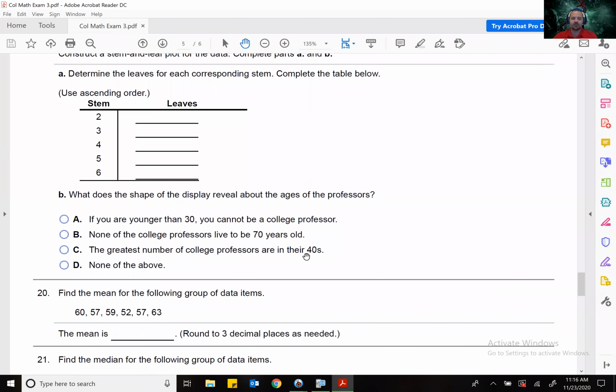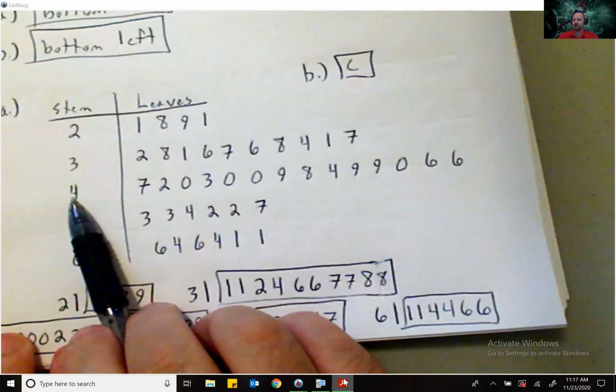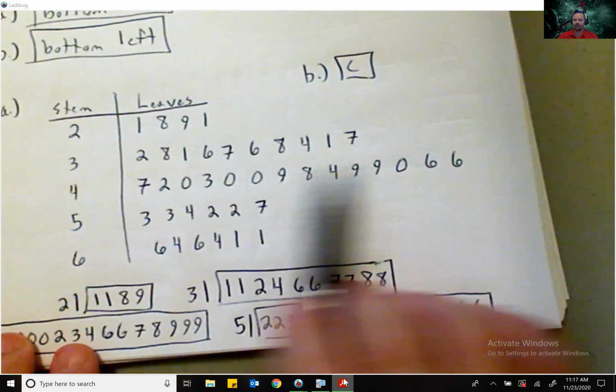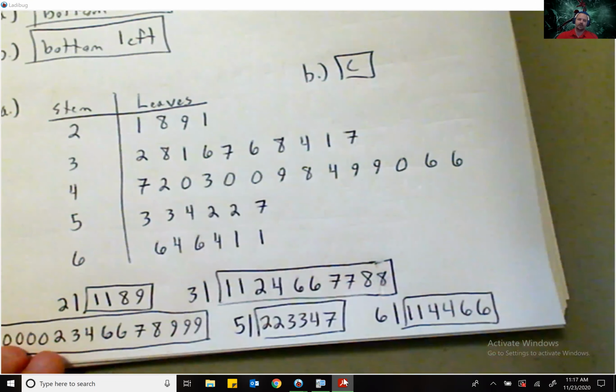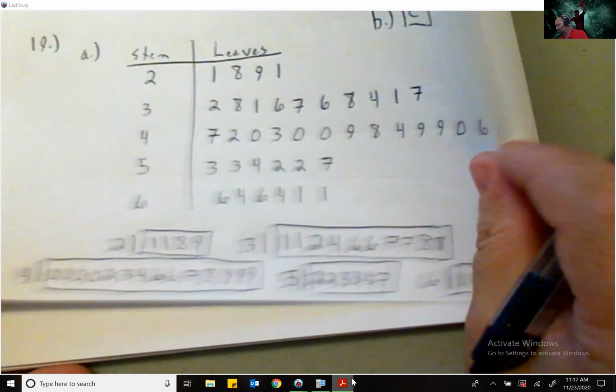The greatest number of college professors are in their 40s. That's the answer. So part B is all about choice C. Because if you look at our histogram, if you look at our stem and leaf plot, that makes sense. Here's the 40s. And we had the most number of people there. There were 14, I believe. So there you go. So the answer for part B is C. Easy peasy, lemon squeezy. Number 20.